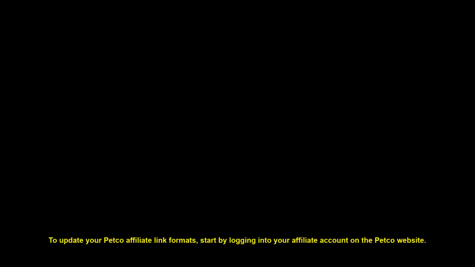To update your Petco affiliate link formats, start by logging into your affiliate account on the Petco website. Navigate to the Links or Affiliate Tools section of the dashboard. Locate the existing affiliate links you wish to update. Select the specific links you want to format.